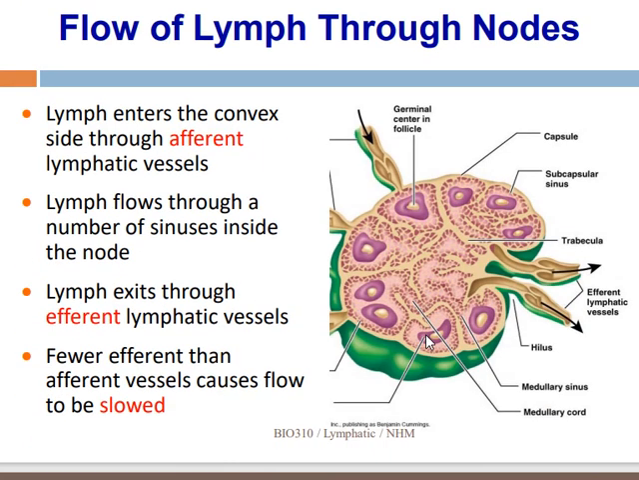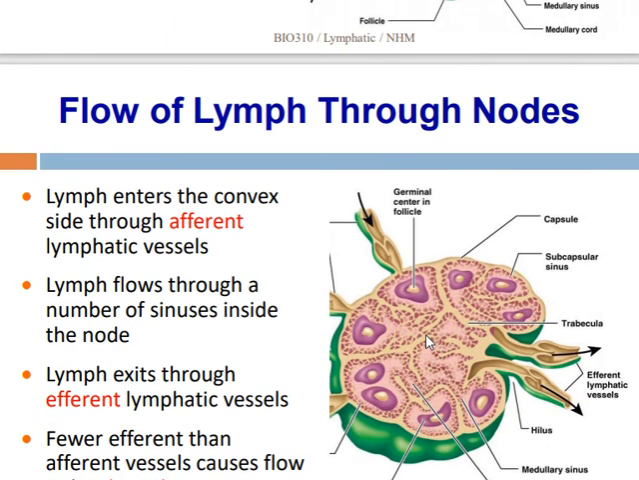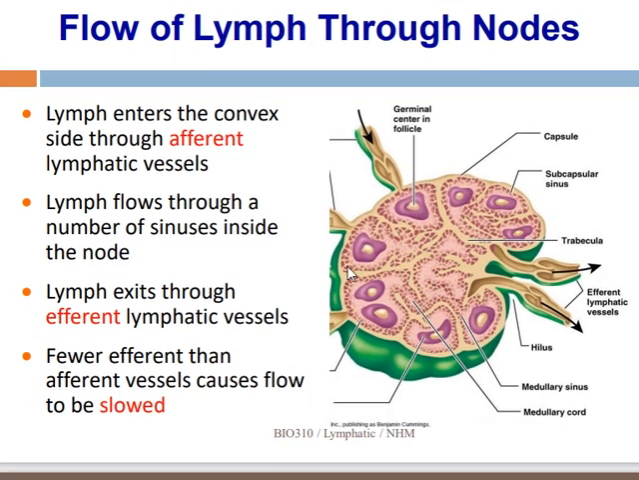So how does the lymph enter the lymph nodes? Lymph, or the interstitial fluid, enters the lymph node through what we call the afferent lymphatic vessels. This one, the afferent lymphatic vessel, goes into the lymph nodes. However, they will flow through this one, as you can see over here, a very small pathway. This small pathway is known as the sinuses.